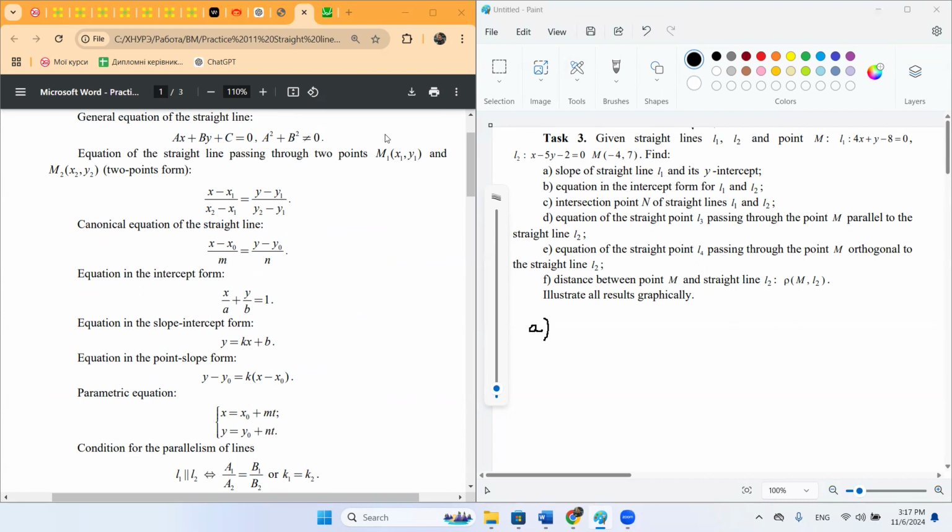Okay, so the slope. The equation in the slope-intercept form, yeah, maybe that is what we need. So we will rewrite this equation. So y equals minus 4x plus 8. So we don't even need to divide anything. It's quite convenient. So what is the slope?